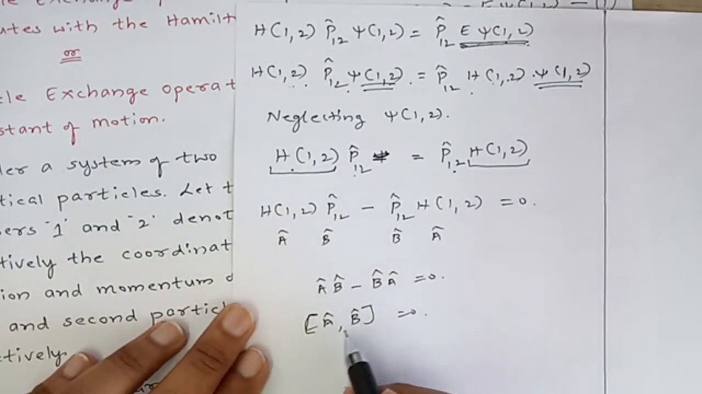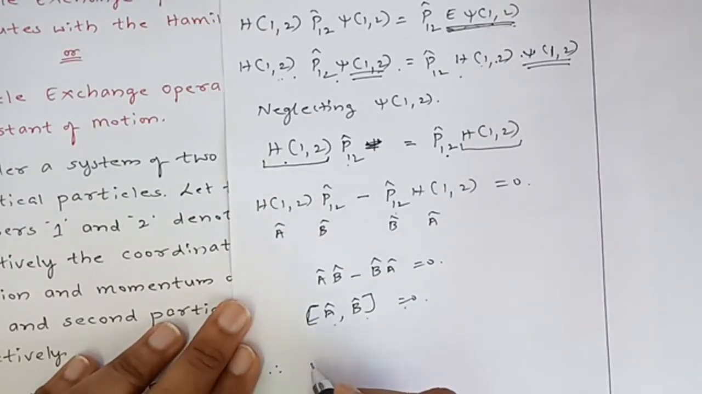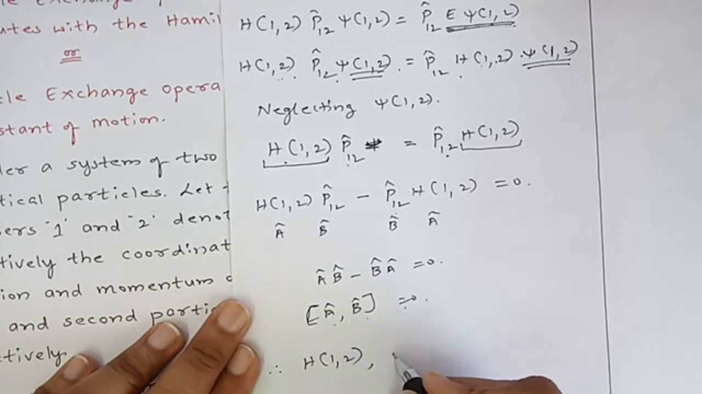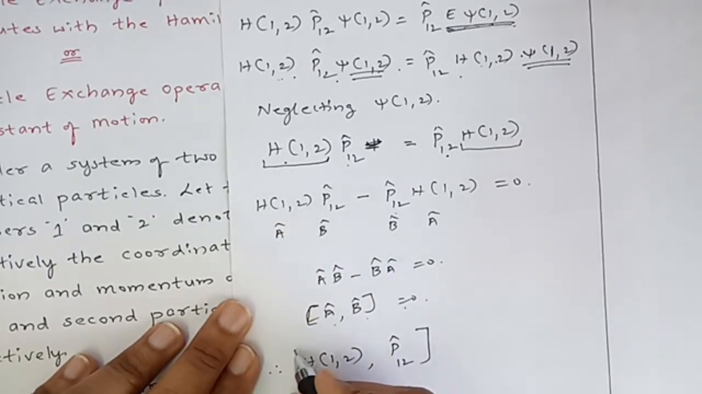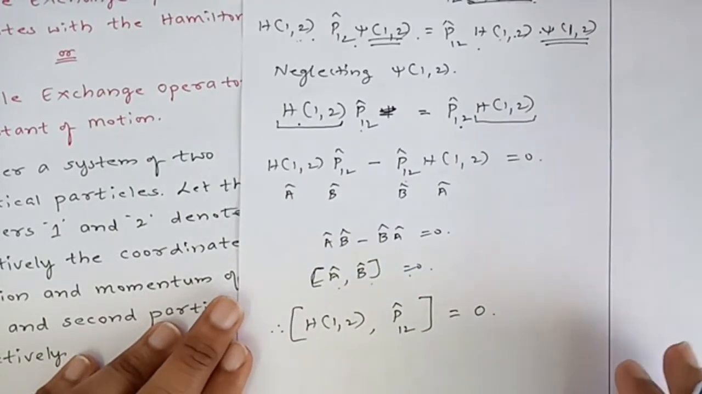The commutation of operators A and B is equal to 0. The same thing is here. That's why what we get is the commutator of H_{1,2} and the particle exchange operator P_{12}. So the commutation of these two operators is equal to 0. That's what we get.